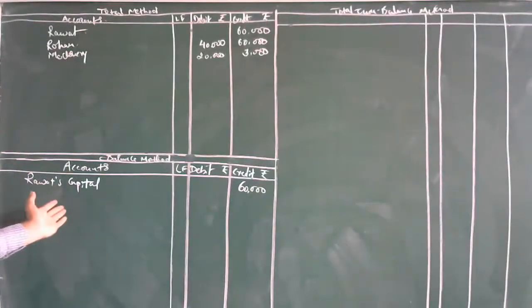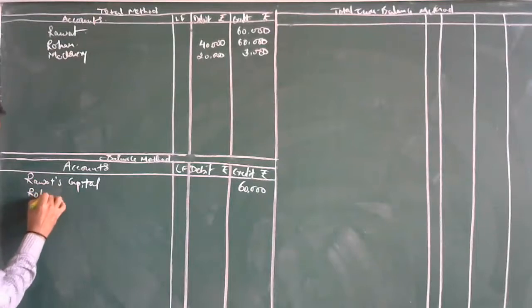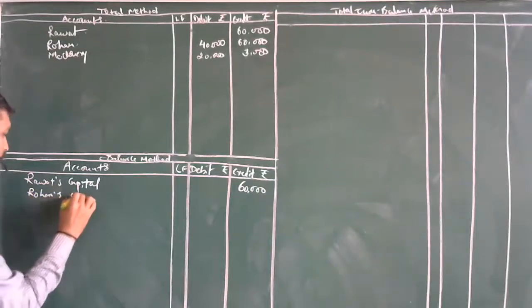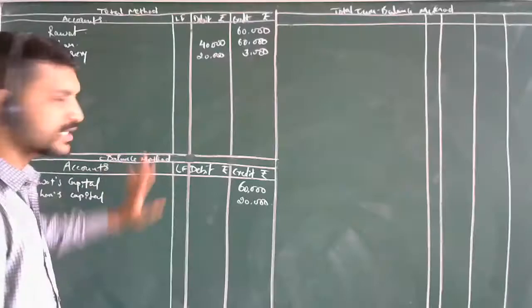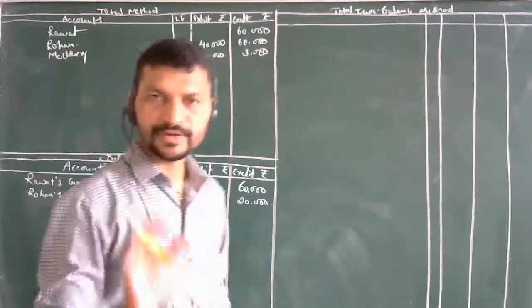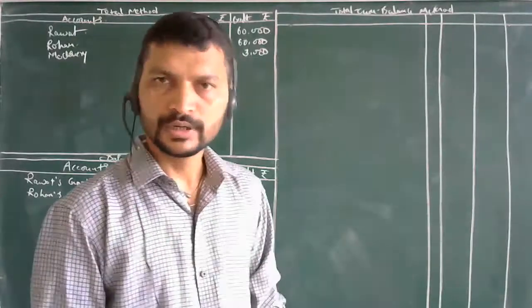So second method, I have not written about Rohan's capital. Tell me Rohan's capital. Rohan's capital, 20,000 in credit. How much? 20,000. What is this? Balance method. Whatever is the balance, that only we are going to take here.